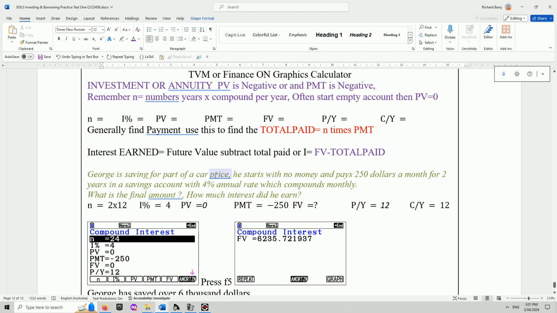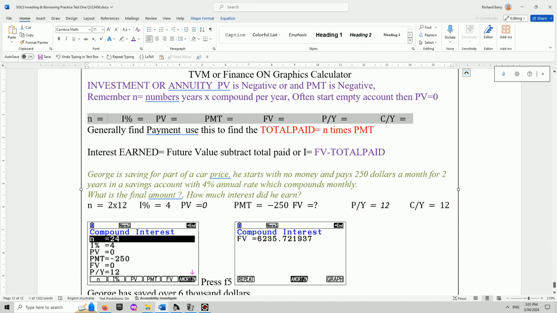Here's an example. George is saving for a car. Starts with no money, PV is 0. $250 a month, so payment is minus 250. Two years, well that's an N. He pays every month, so how many times does he do it? 12 times a year. Okay, 4%. So 2 years, every month, is 2 times 12. Plonk that into the calculator, and then we're going to find future value by pressing F5. That's our steps.